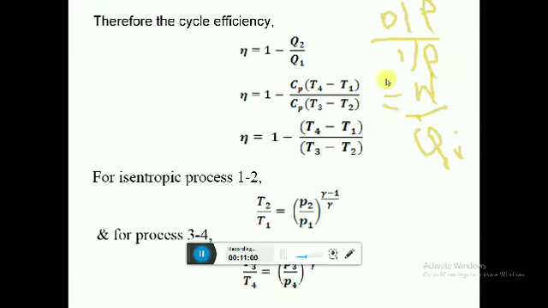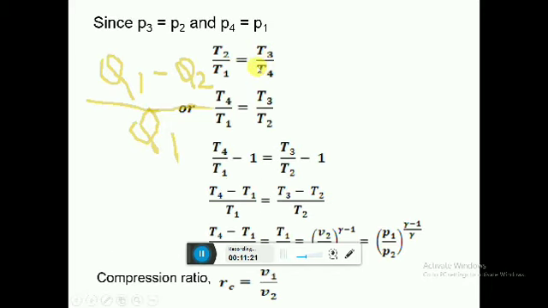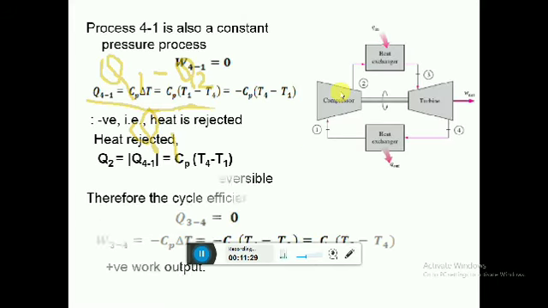We know that efficiency is nothing but output by input, that is work divided by heat input. So how can we write this? Output is work. Work is nothing but Q1 minus Q2. Input is Q1. So it can be written as 1 minus Q2 by Q1. We know Q2 is Cp into T4 minus T1, from earlier.